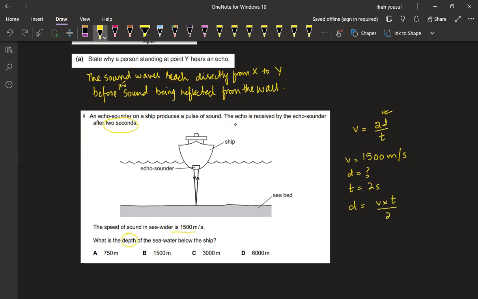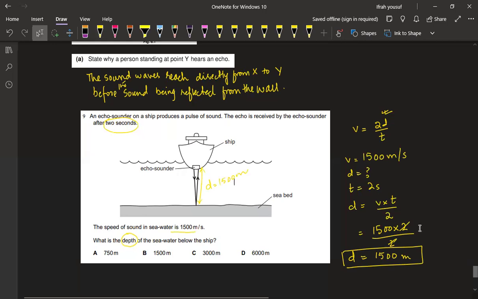Vt upon 2. Plug in the values: 1500 times the time, and divide by 2. So what will be the answer? 3000 divided by 2 is 1500 meters. 1500 meters is the distance.